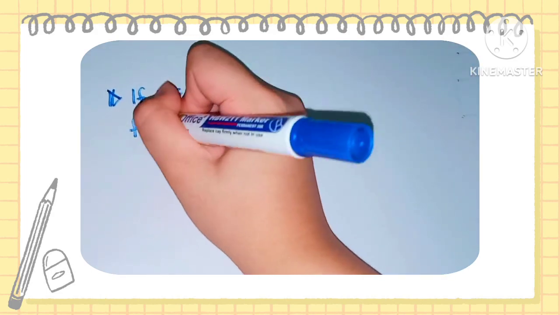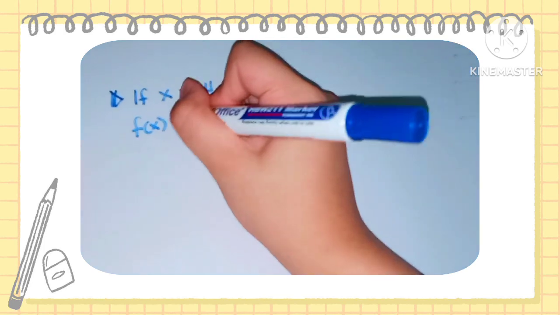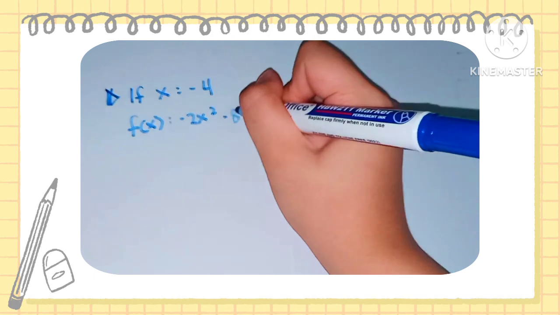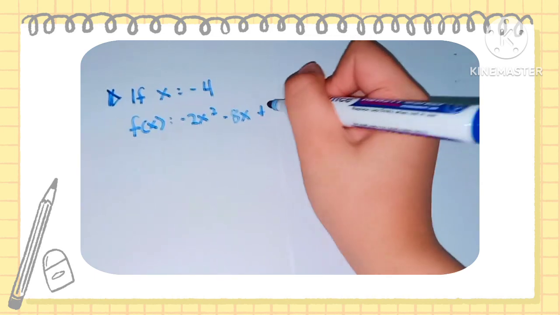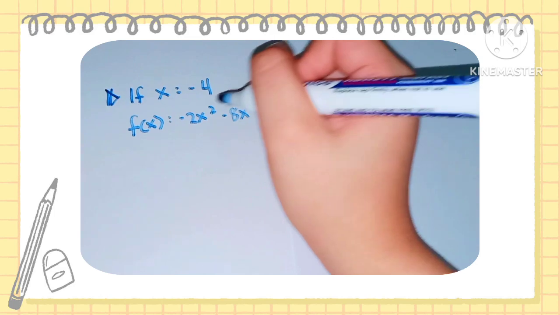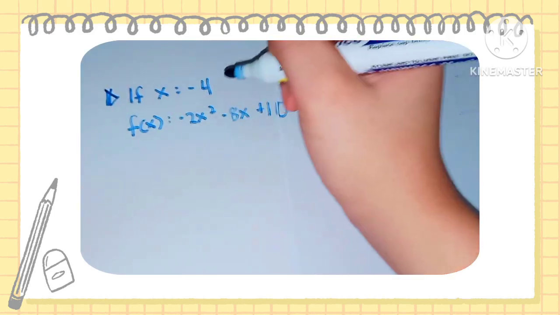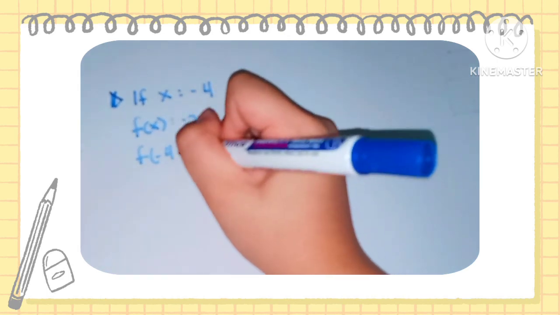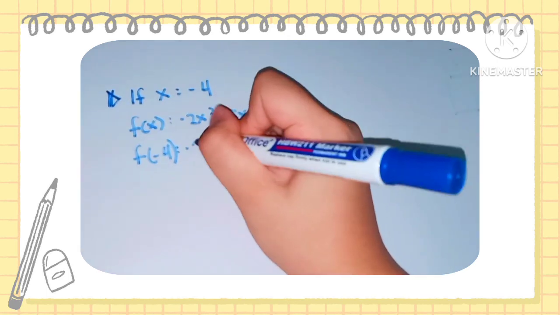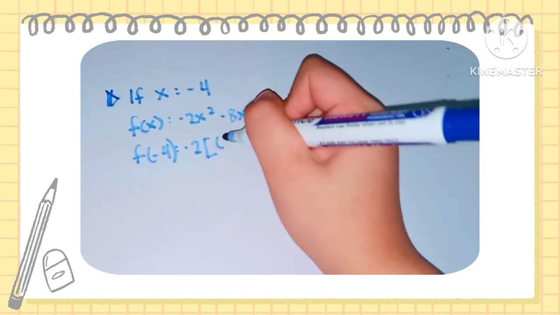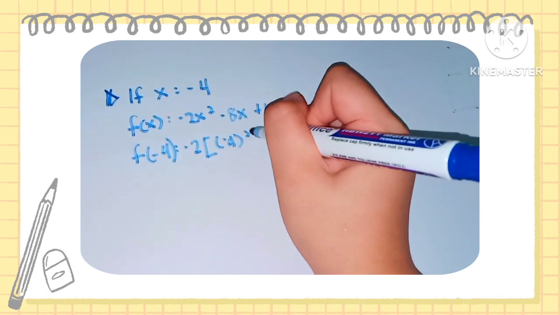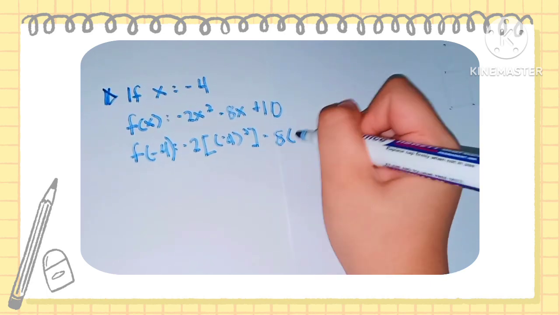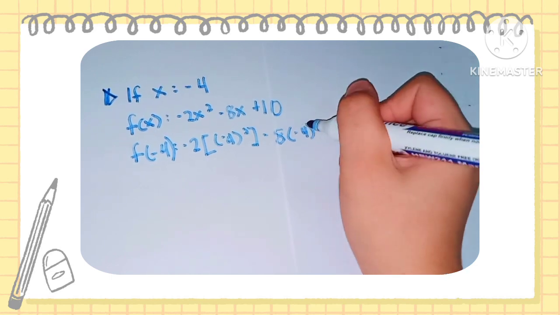Now we are going to copy our equation. f of x is equal to negative 2x squared minus 8x plus 10. We're going to substitute our value. So we will have f of negative 4 is equal to negative 2 times negative 4 squared minus 8 times negative 4 plus 10.